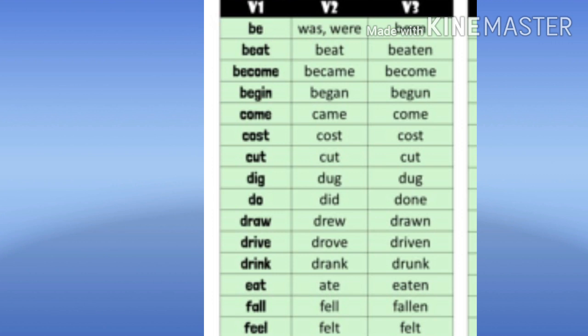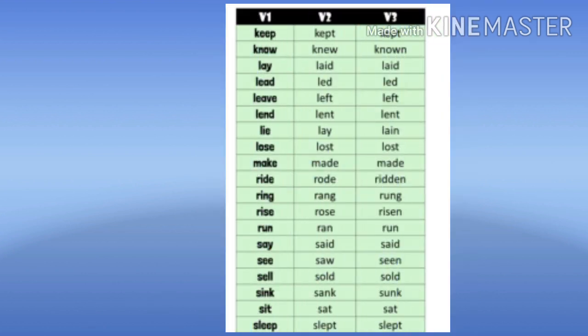Next word is draw, drew, drawn. Next, drive, drove, driven. Next, eat, ate, eaten. Next, fall, fell, fallen. Next, feel, felt, felt. Children, in the same way, in this table, many words are given. Go through these words and learn the different forms of verb.